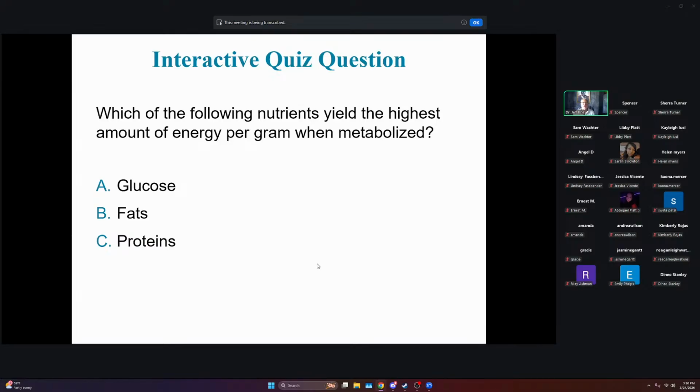Second of your quiz questions for today. So which of the following nutrients has the highest potential energy, stored energy capacity for making ATP when it's broken down?